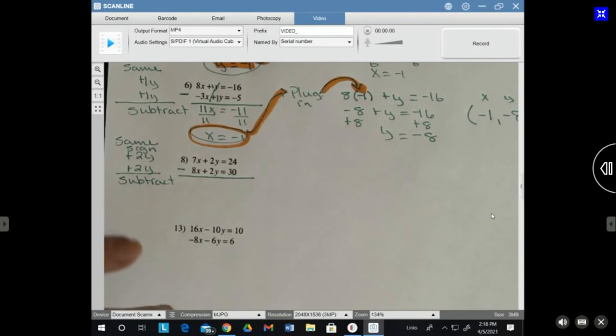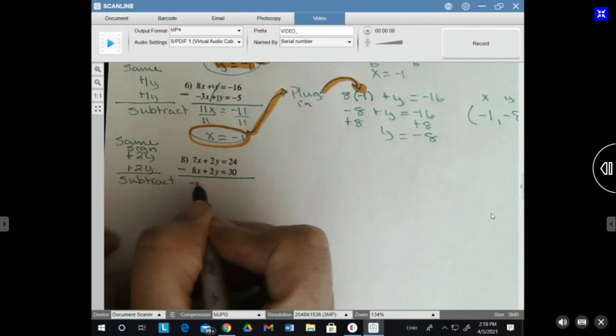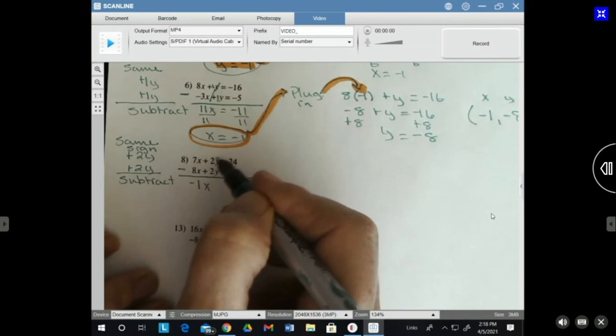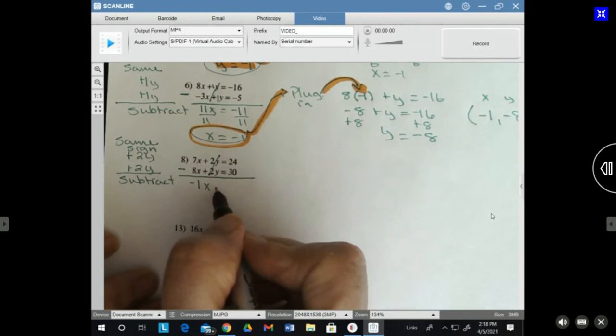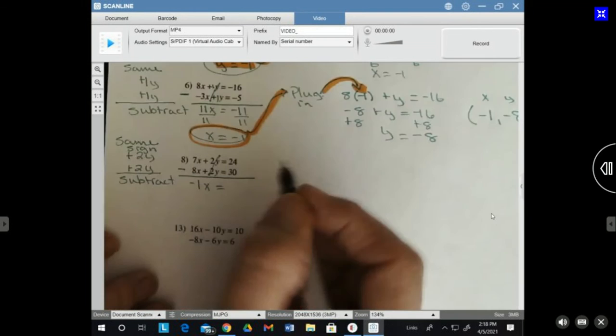Seven minus 8. 2 minus 2. And 24 minus 30.